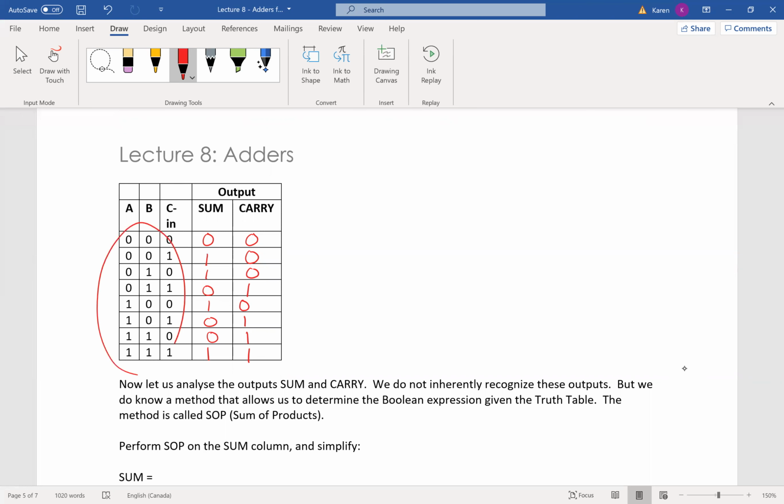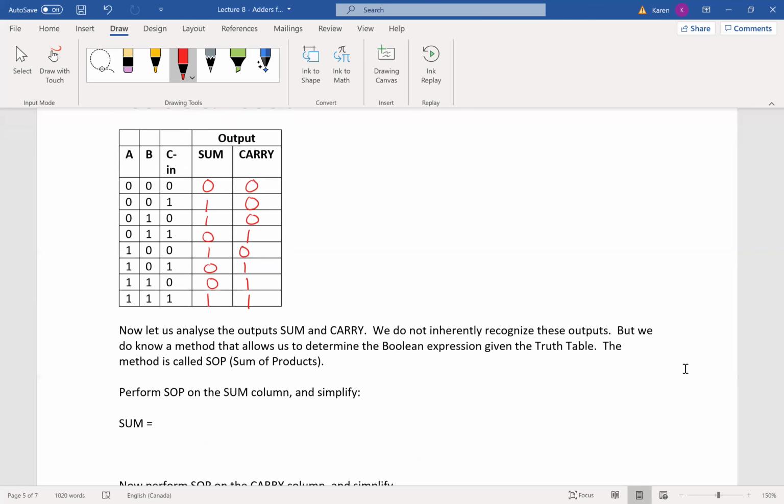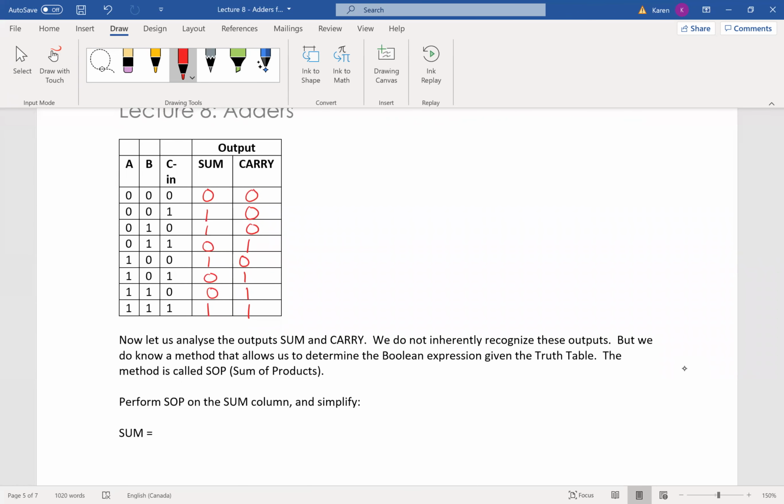Now I know the inputs to the full adder. I know the outputs to the full adder. I can design the circuit. But what are the Boolean expressions for sum and carry? How do I know what the Boolean expression is for sum and carry? Let's do sum first. If this is my output, and these are my inputs, how do I know what expression governs this output? Well, we have a process for that, and that process is called the sum of products method. So let's do the sum of products method.